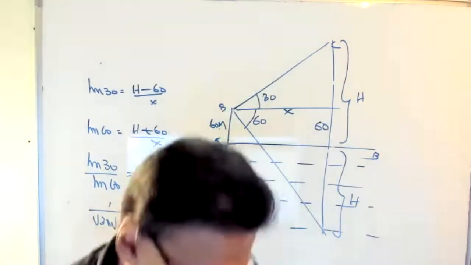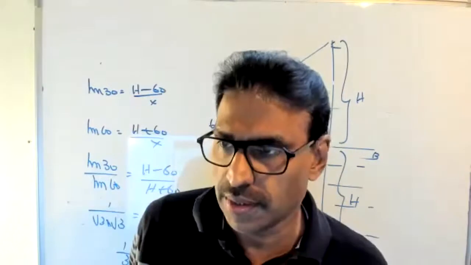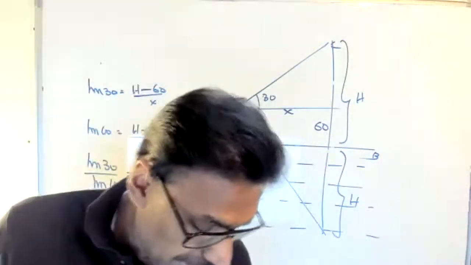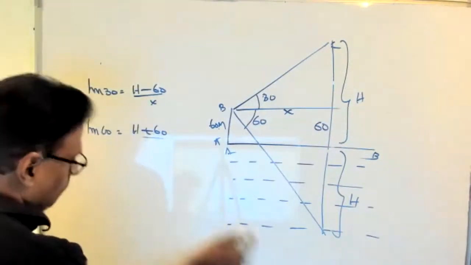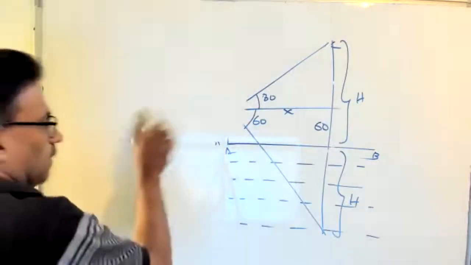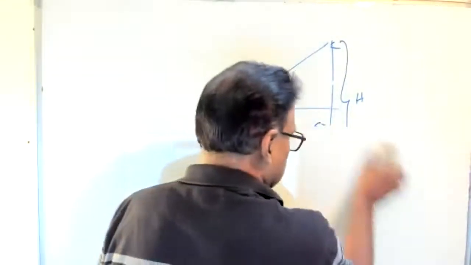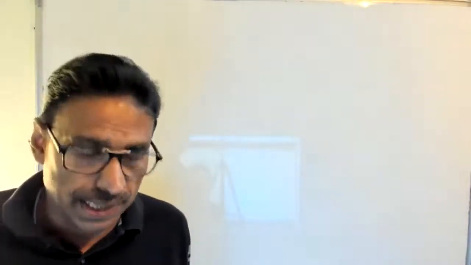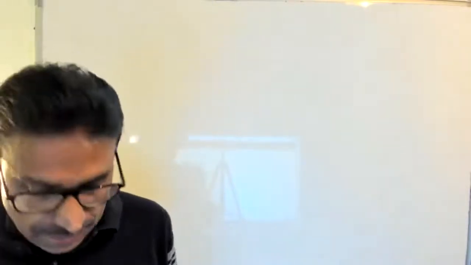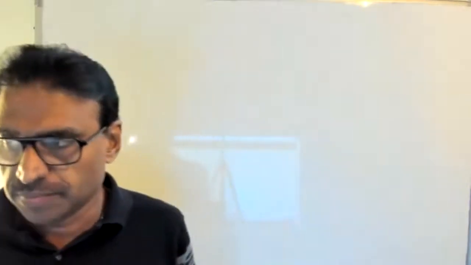Okay, next question. A round balloon of radius R subtends an angle alpha at the eye of the observer.